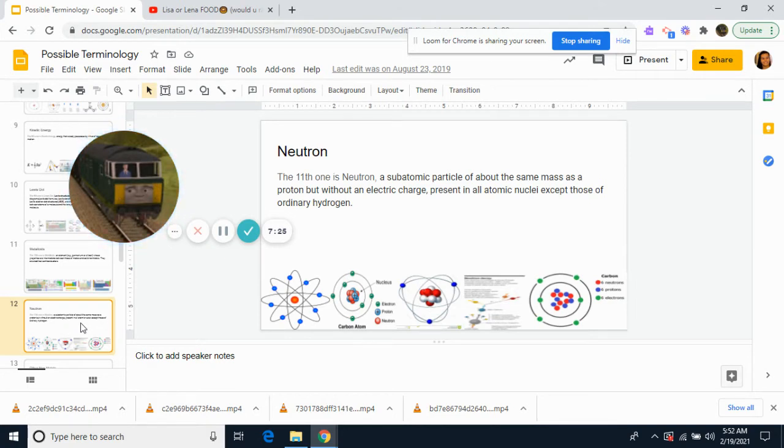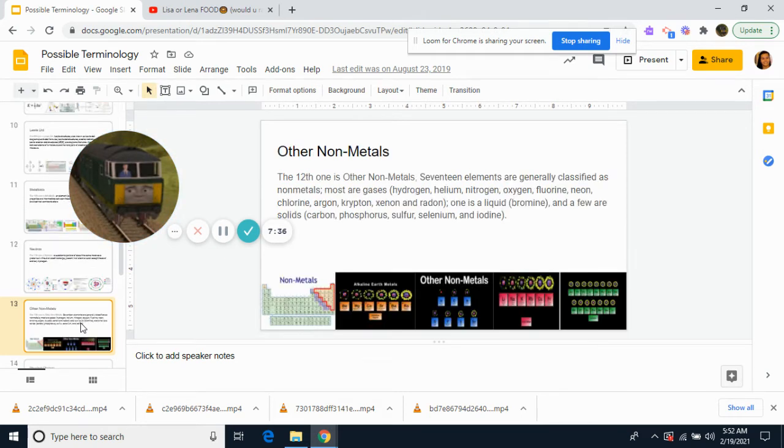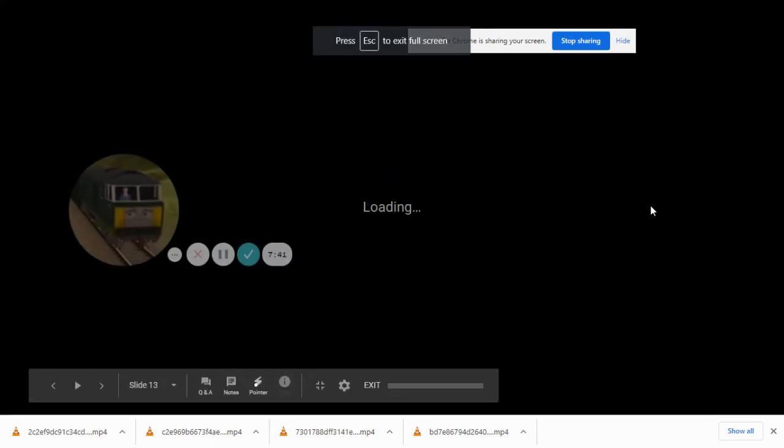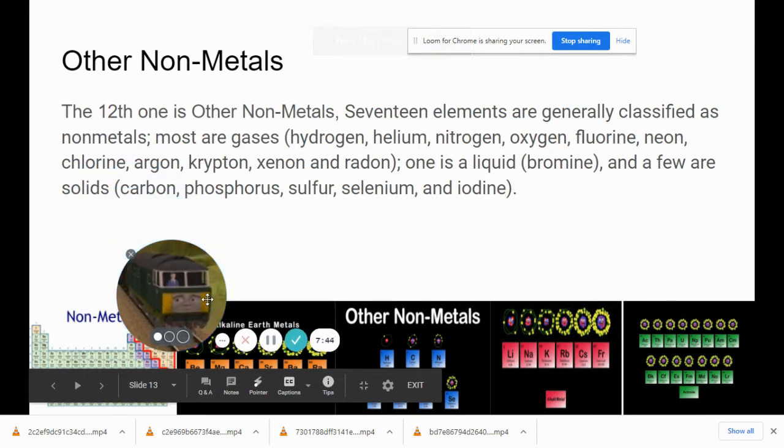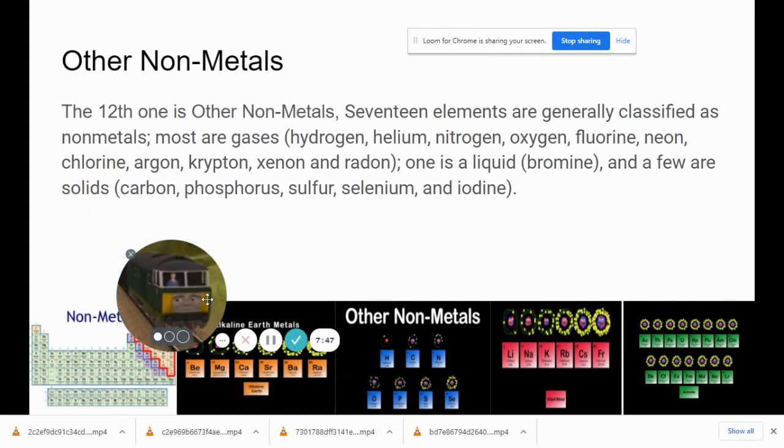It's actually the nuclei except those of ordinary hydrogen. Can't be one of those of ordinary hydrogen. It doesn't really fit in a neutron. Other nonmetals, I should say, is actually the 12th one. 17 elements are generally classified as nonmetals. Most are gases: hydrogen, helium, nitrogen, oxygen, fluorine, neon, chlorine, argon, krypton, xenon, and radon.